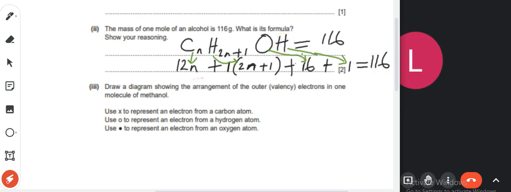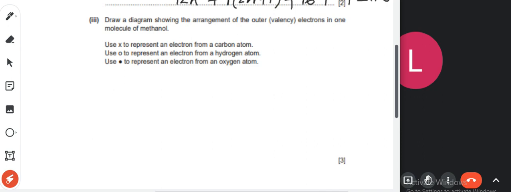We solve for n. Now it says draw a diagram showing the arrangement of the outer valency electrons in one molecule of methanol. Use X to represent an electron from the carbon atom, use O to represent an electron from a hydrogen atom, use the dot to represent an electron from the oxygen atom. That's the covalent bond formed.